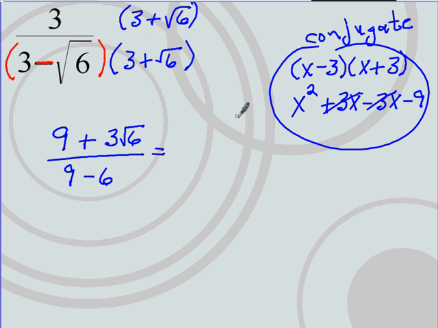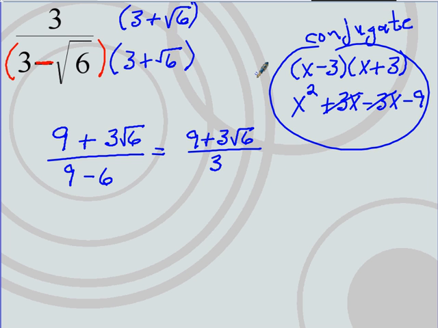So now on top you have 9 plus 3 root 6. Can't point out enough that you have two different terms. On bottom you have 9 minus 6, which is 3. Notice no radical. Got rid of the radical, that was the whole point. Don't leave it there.